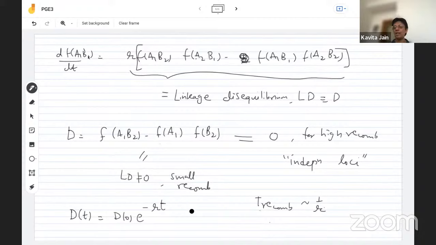So therefore, if r is very small, the time over which recombination will occur is very large, and therefore associations will remain for longer. If r is very large, the time for recombination is small, and therefore associations will go away quicker. That's the intuition here for the meaning of these recombination rates. We will remember this, because it's going to be useful when we talk about selective sweeps.